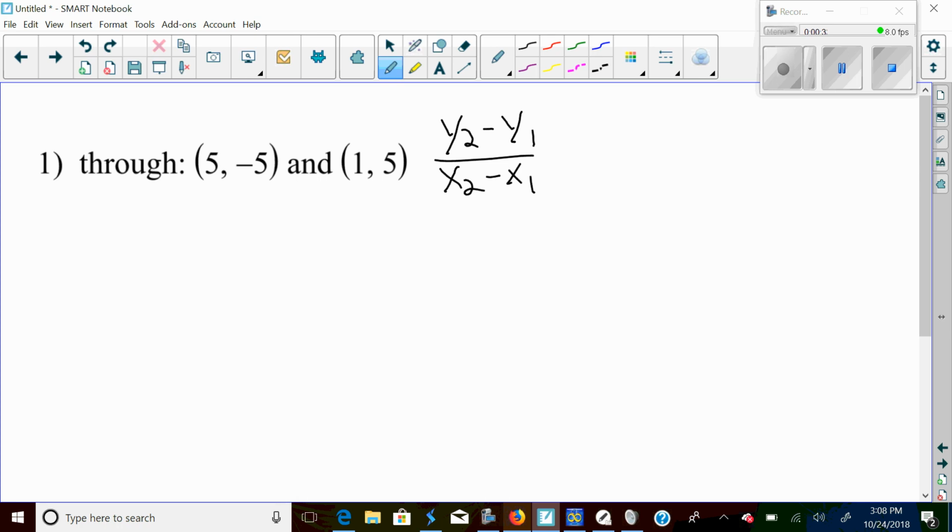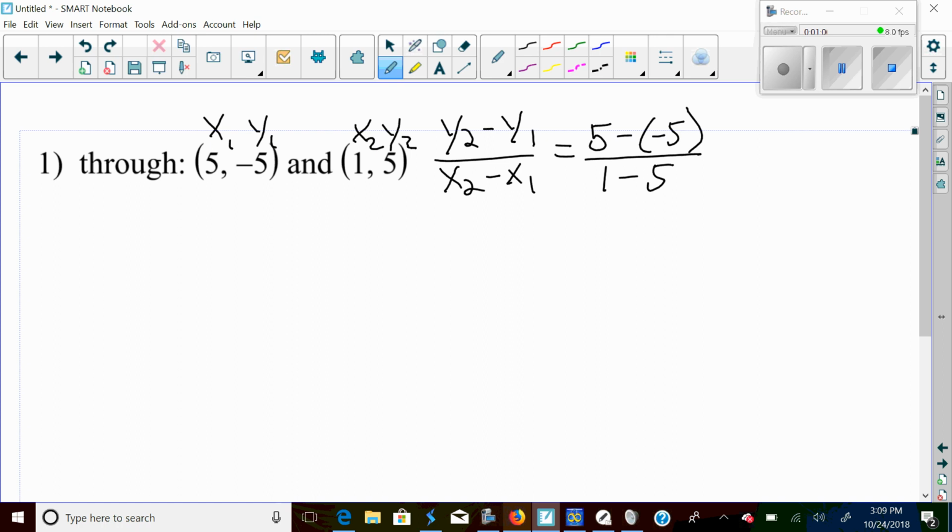All right, once I do that, I'm gonna plug in those values there. So to help me, I'm gonna go ahead and label this. This is x and this is y. This is my first point, and this is my second point. And I'm gonna plug those in. So y2, which is 5, minus -5, divided by 1 minus 5, x2 minus x1. Now I'm gonna go ahead and solve for that.